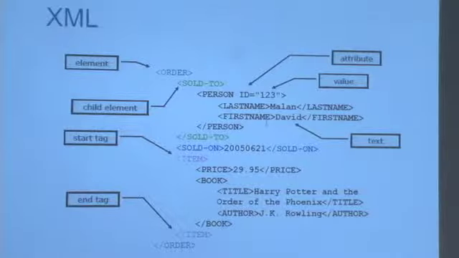XML is very useful because it allows the user to create tags that are meaningful for human readability. So these order, sold to, person tags are not something that comes with the server. These are just whatever the user thinks is useful for someone to read and understand what this XML code is.